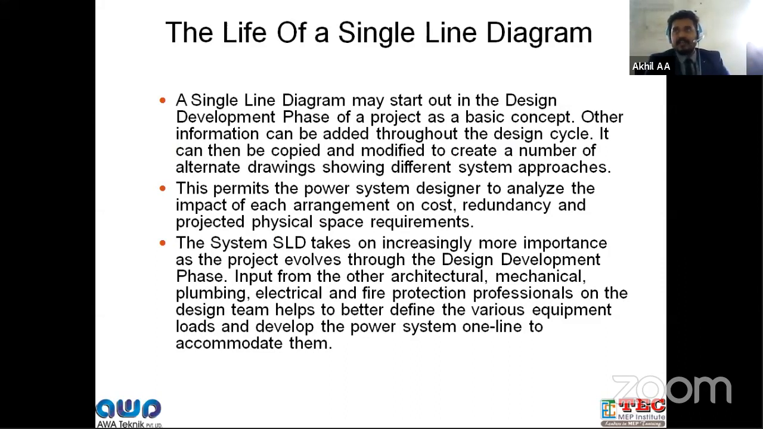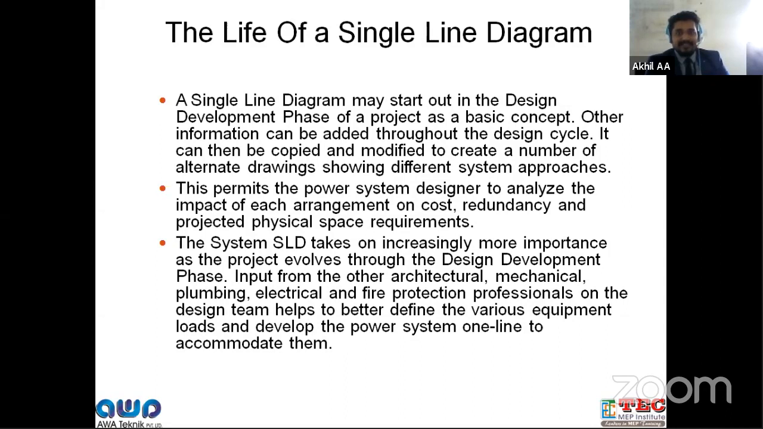Like initially, as the project design starts, we will be preparing a concept drawing. So when we start this concept drawing, we'll have an idea about the number of distribution boards, the rough load, like the total load. You will be having an idea of the total load. So you will be expecting a transformer of this much size.